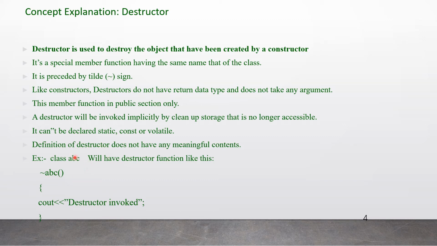So what is the syntax? The syntax will be the tilde symbol, and like your constructor, only the class name. So here class ABC, then in the public access specifier the tilde symbol, then the class name, then open and close brackets. Here there is no need to specify the return type or arguments. And a cout statement: how will you come to know that the destructor got called? In the cout statement you can write "destructor invoked".